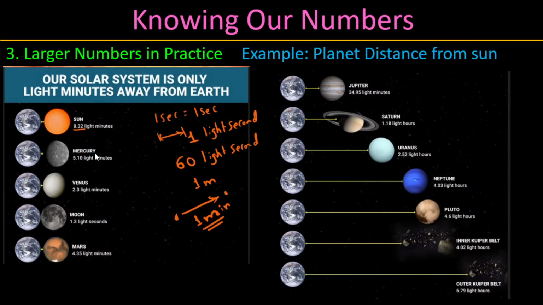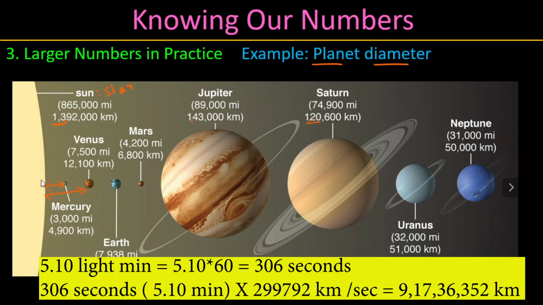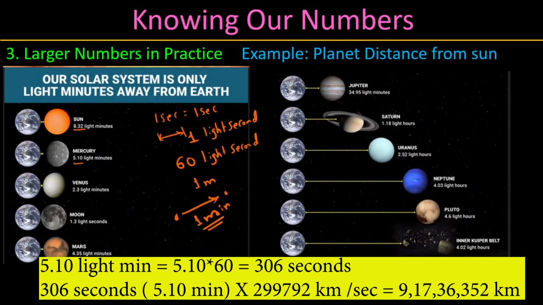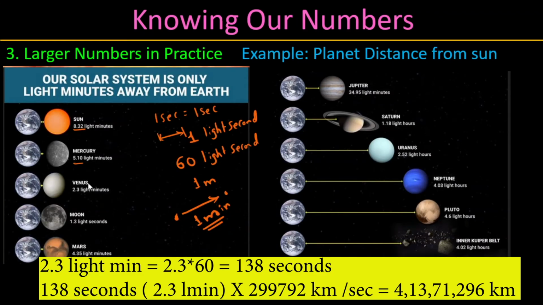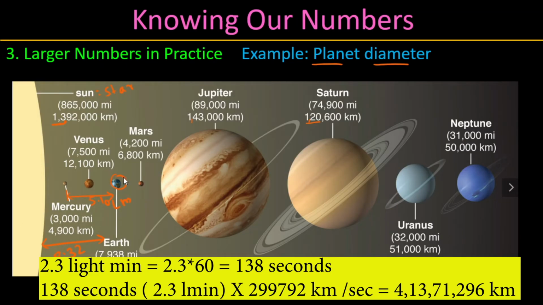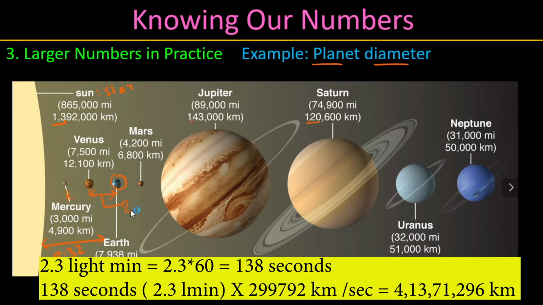Let's go with Mercury. Mercury is 5.10 light minutes. You see here, Mercury is here. Everything will be measured from the Earth. From Mercury to Earth, how much? It is 5.10 light minutes, okay. And Venus is how much? Here Venus is 2.3 light minutes, okay.